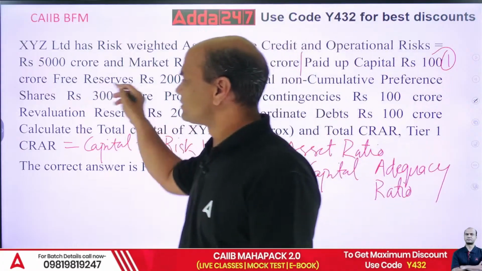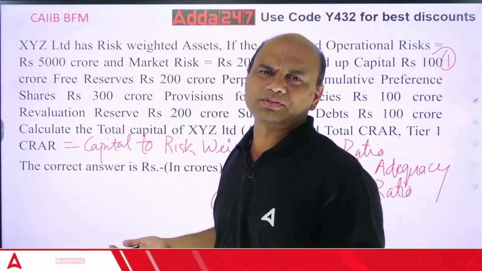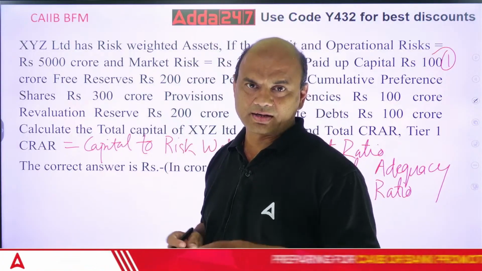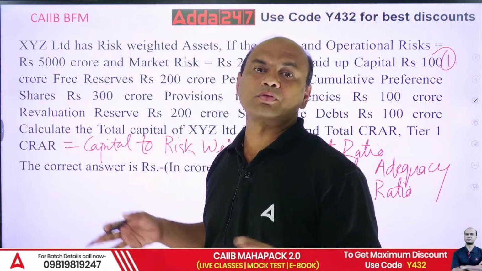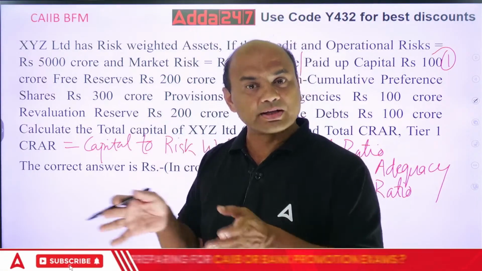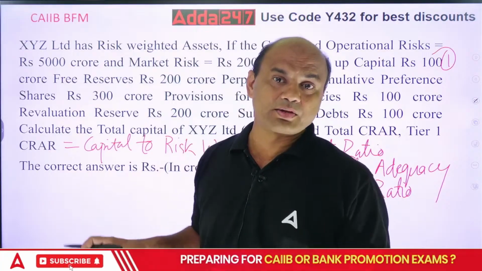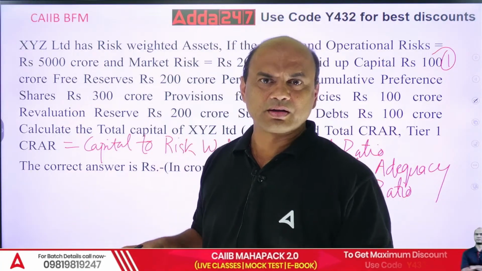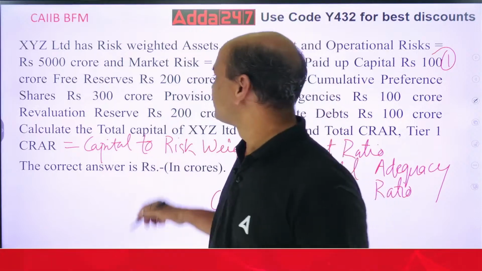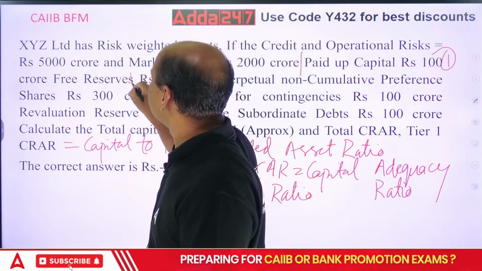Free reserves means my own money. What is reserves? Reserves and surplus. From where does it come? From net profit. If I keep my net profit aside without giving it as a dividend or without distributing it, I'll keep it as a reserve. That is called reserves and surplus. So it is again 1. Free reserves 1.